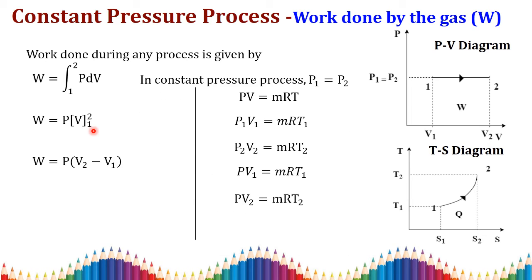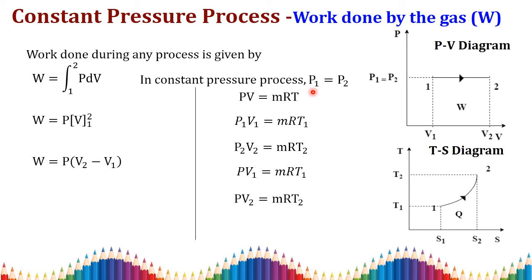Before substituting this upper limit and lower limit, let us see how the pressure varies here. As we all know, the basic relation, the ideal gas equation, is PV is equal to mRT. I am applying the initial condition: P1 V1 is equal to mRT1. These m and R are constants. Then at the second condition, P2 V2 is equal to mR into T2. So at the initial condition this equation, and at the final condition this equation.